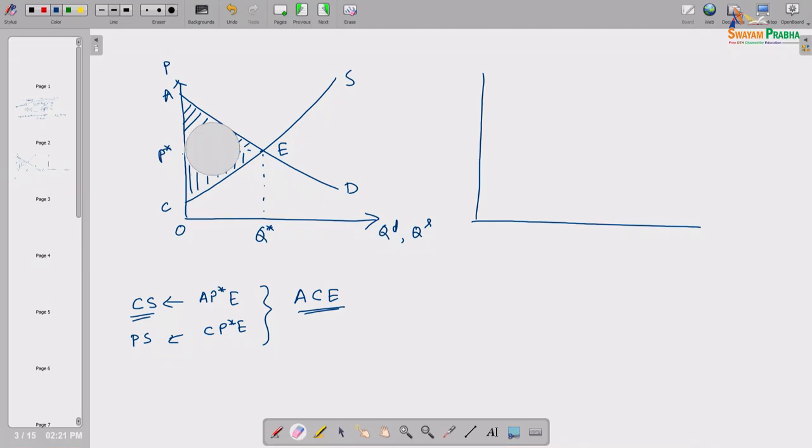Now, suppose, so we know what is going to happen. This was the supply curve, this was the demand curve, and the domestic price level is OP star. I am not drawing that. So this is the closed economy: if we do not open up our economy for international trade, this much social welfare, ACE, can be generated within the society through that market transaction.